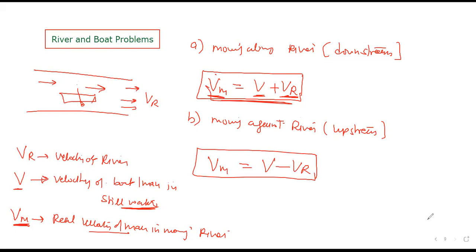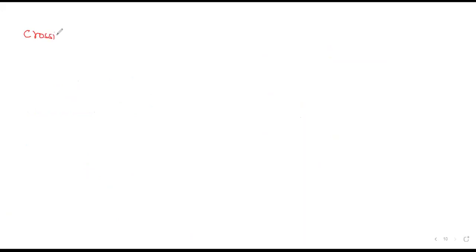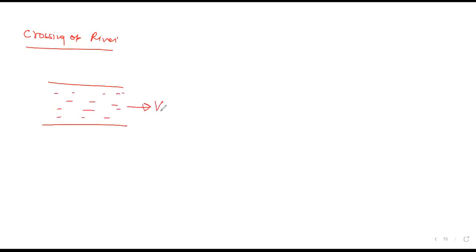Now we talk about crossing a river. You want to cross this river, that's more interesting. Let's say this river is moving in this direction, and the notation remains the same. V R is the velocity of the river, V M is the net velocity of the man, and V is the velocity of the man or boat in still water. Generally, this will be known to us.